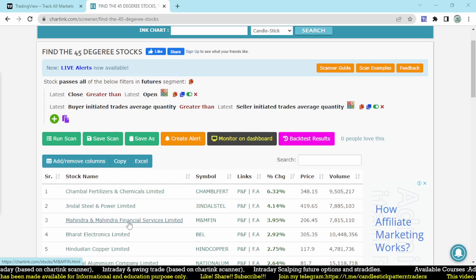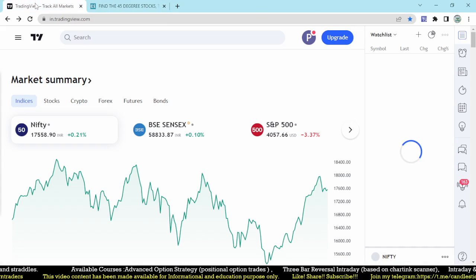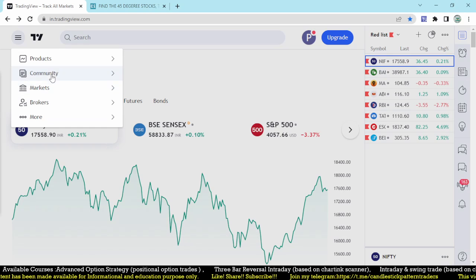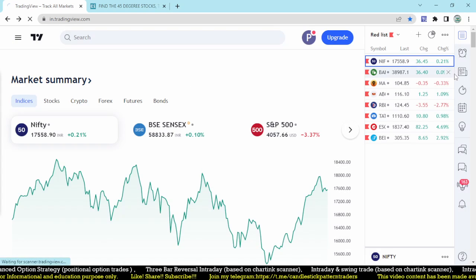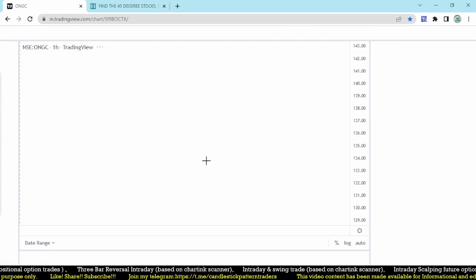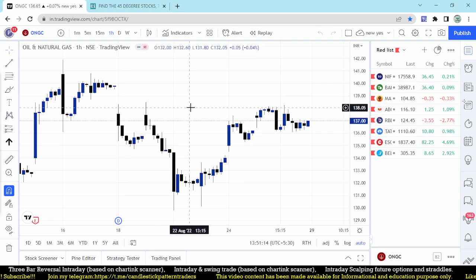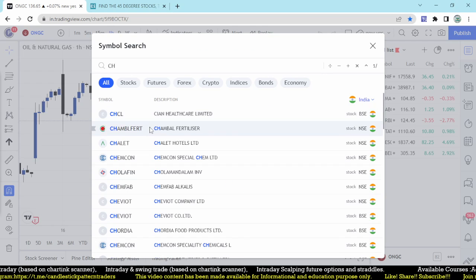First of all, stock selection is the important key. Based on this scanner, we are finding the stock selection first. So let me find Chambal Fertilizer. I was watching in the morning, it was available in the scanner, right? So let's try it around 9:15 to 9:30, where we can apply our ORB strategy.